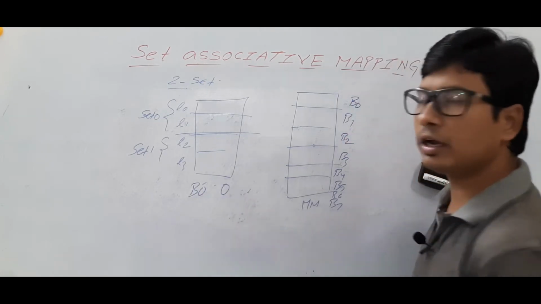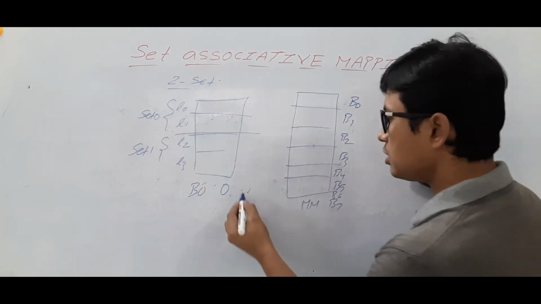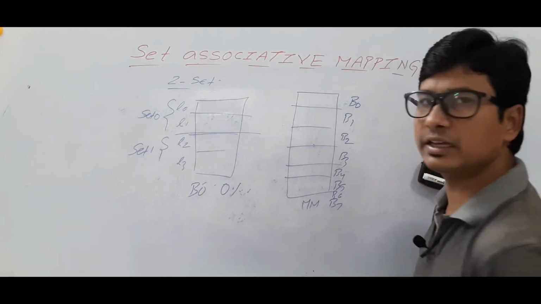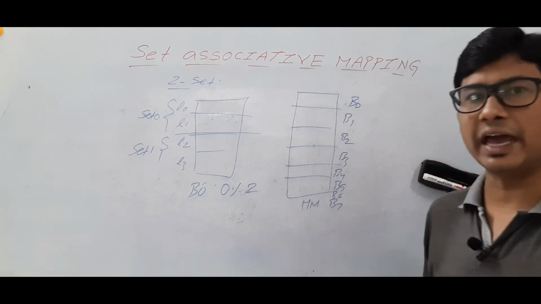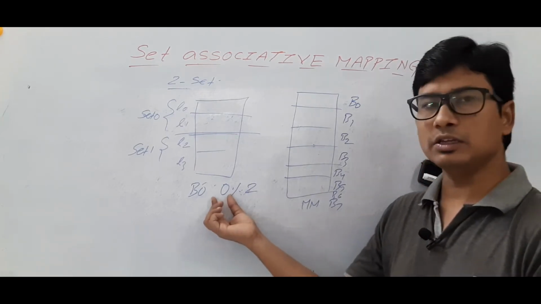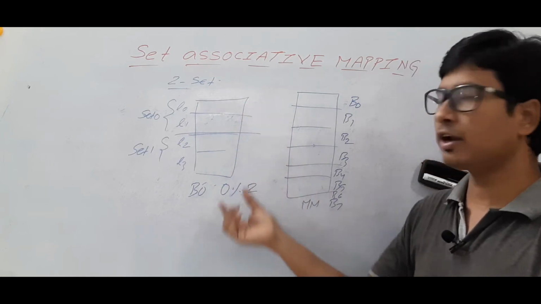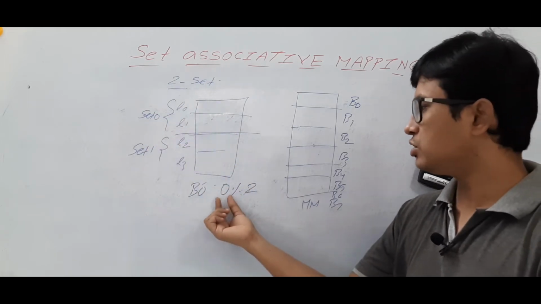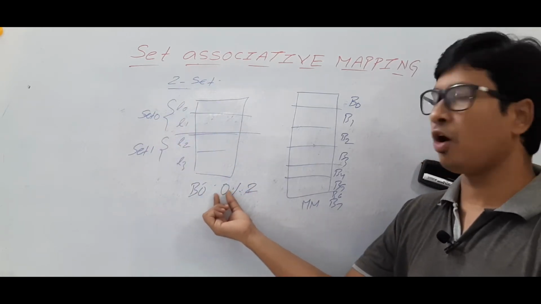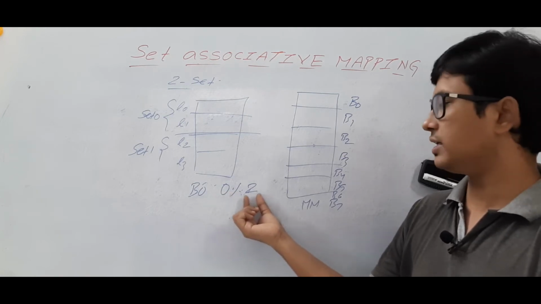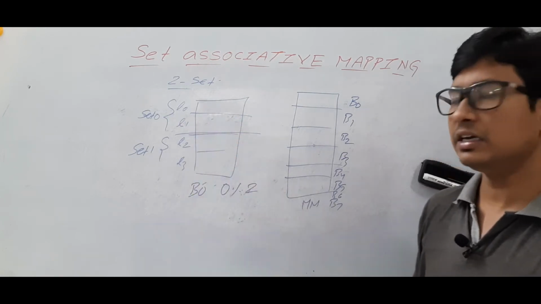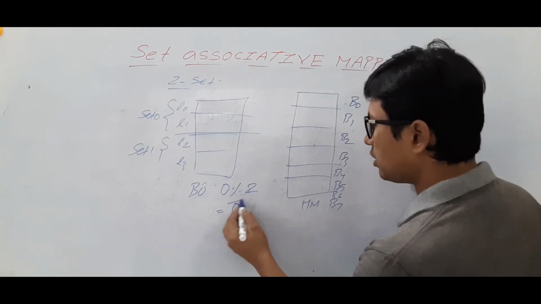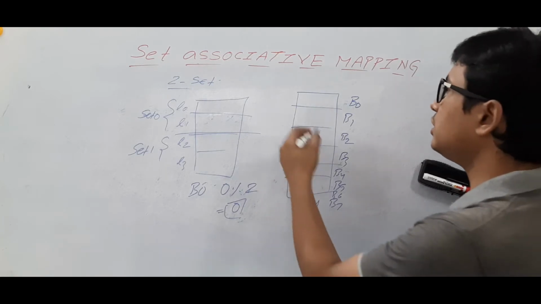Now how we will do this: take block number 0. In which set I have to place it is 0 modulus the number of sets. How many sets are there here? 2 sets. Whereas in direct mapping, what have we done? The block number modulus the number of lines. Whereas in set associative mapping, it is block number modulus the number of sets in the cache memory. So we have 0 modulus 2, you will get the value 0. So in set number 0, it has to be placed.